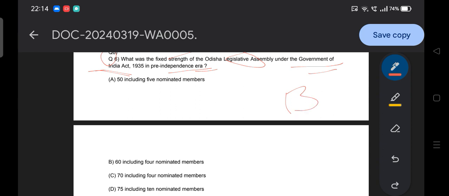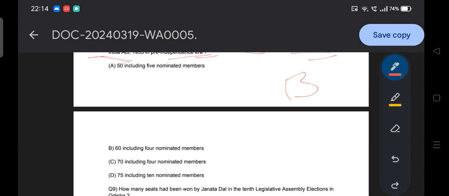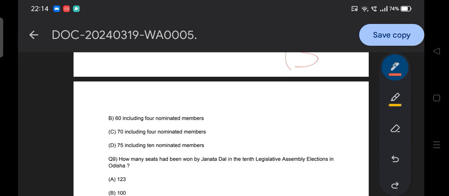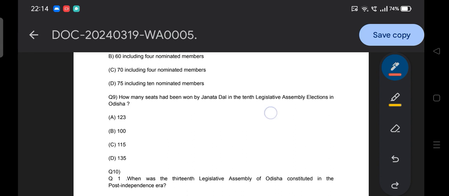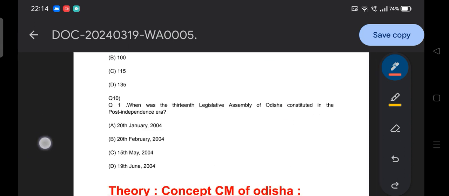Again I would tell you that questions with respect to the legislative assembly revolve around the strength of seats: how many seats there were initially, and when the seats increased, how many seats a political party won. This is the whole core of understanding the legislative assembly. You need to focus here. That should be the approach. Don't worry, we will cover this also in our theory.